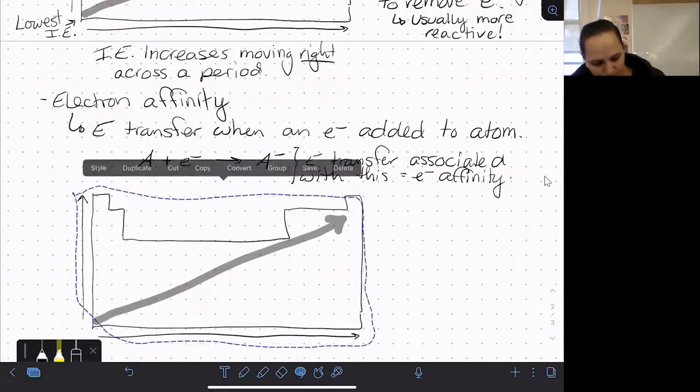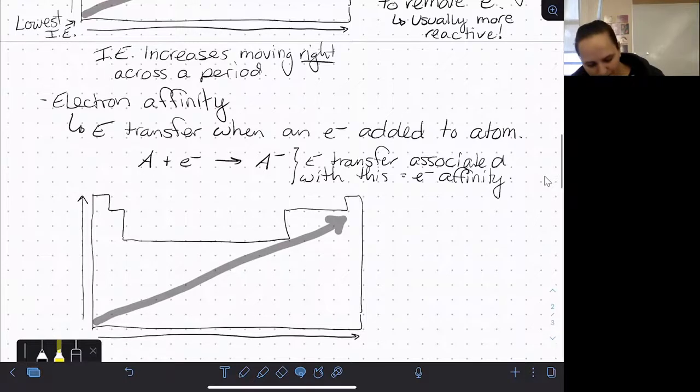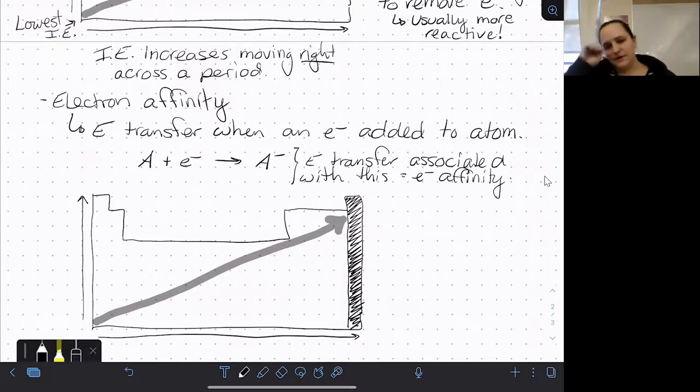Because this trend goes in the same direction, with one caveat, which is that we don't generally include the noble gases as part of this trend. So these guys are just not applicable here. It's not that they don't have an electron affinity, it's just that they don't fit the trend with everything else. Because they have filled valence shells, it is much, much more difficult to add an electron into a noble gas, because you have to add it up into the next shell, which is going to be much higher in energy.